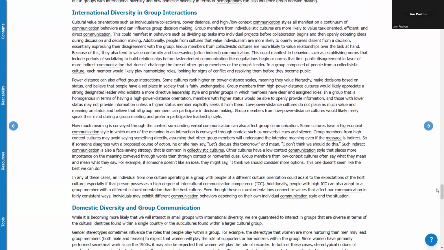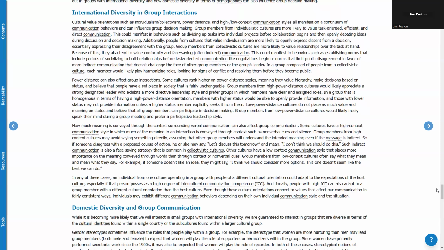Group members from individualistic cultures are more likely to value task oriented, efficient, and direct communication. This could manifest in behaviors such as dividing up tasks into individual projects before collaboration begins and then openly debating ideas during discussion and decision making. Additionally, people from cultures that value individualism are more likely to openly express dissent from a decision, essentially expressing their disagreement with the group. Group members from collectivist cultures are more likely to value relationships over the task at hand.